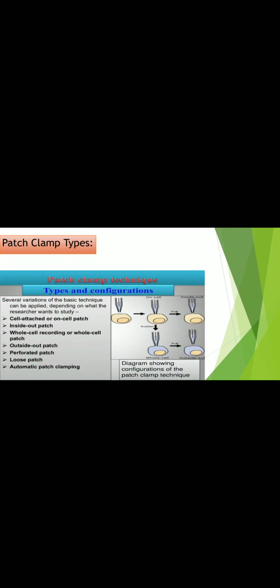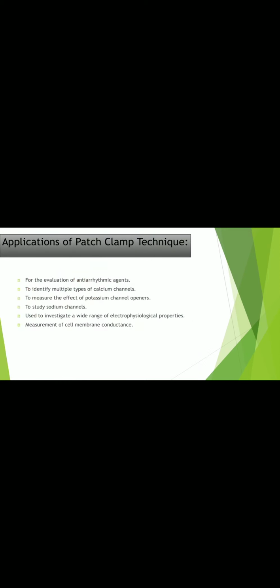If we go for the applications of the patch clamp technique, we can use it for the evaluation of anti-arrhythmic agents, or for identification of multiple types of calcium channels. When the cells are in an excited state, there is an action potential. So by these patch clamp techniques, we are able to identify what types of calcium channels are involved.